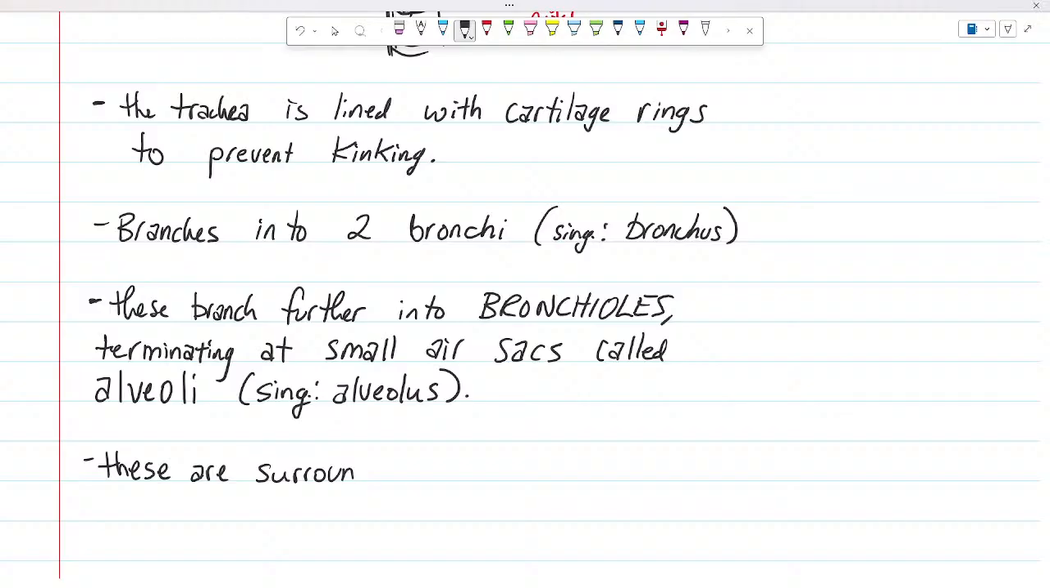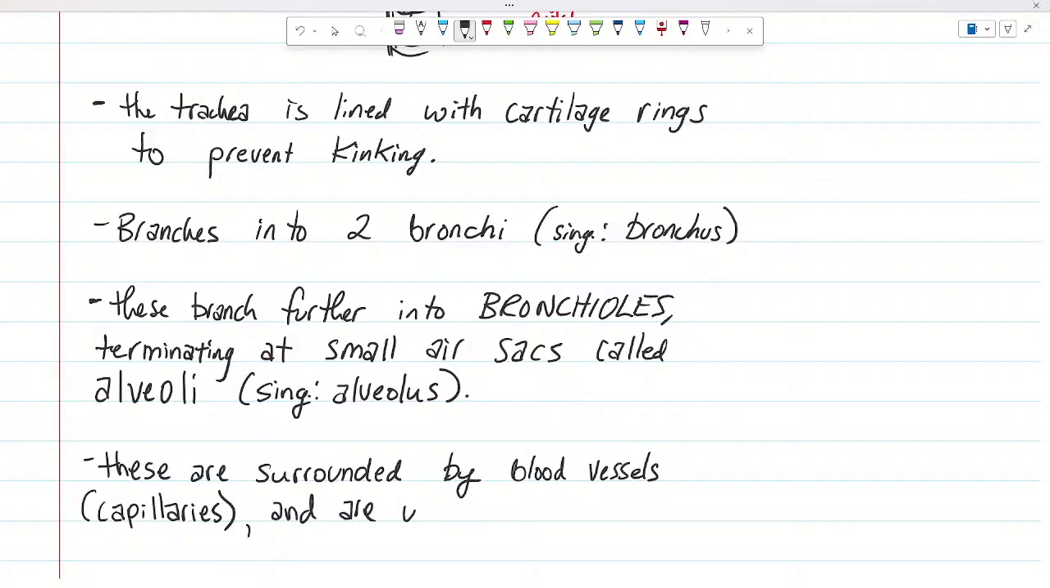Some will give you the notes, some won't. Really depends on the prof. So these are surrounded by blood vessels, specifically capillaries, and are where gas exchange happens.